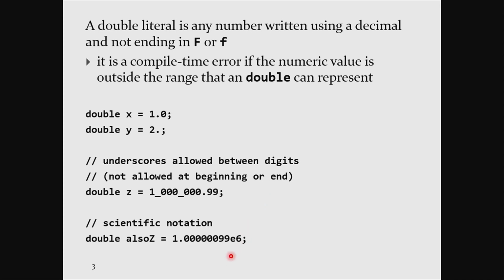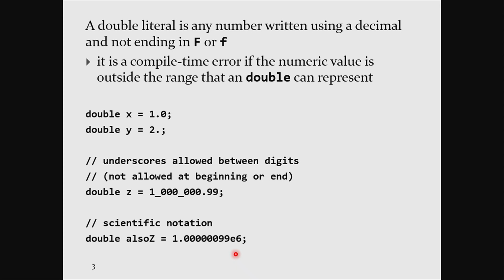And then there's this thing called scientific notation. Both of these things represent the value 1,000,000.99. In scientific notation, that e means times 10 to the power. So that's 1.00000099 times 10 to the 6. That's what scientific notation is.